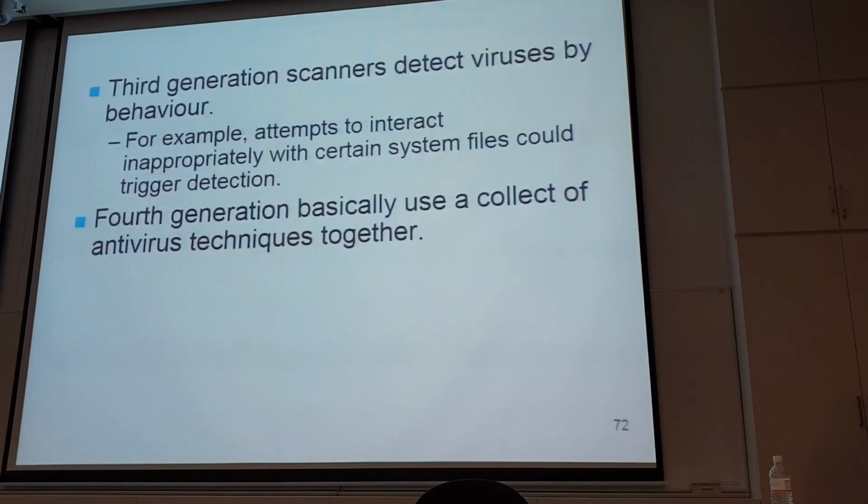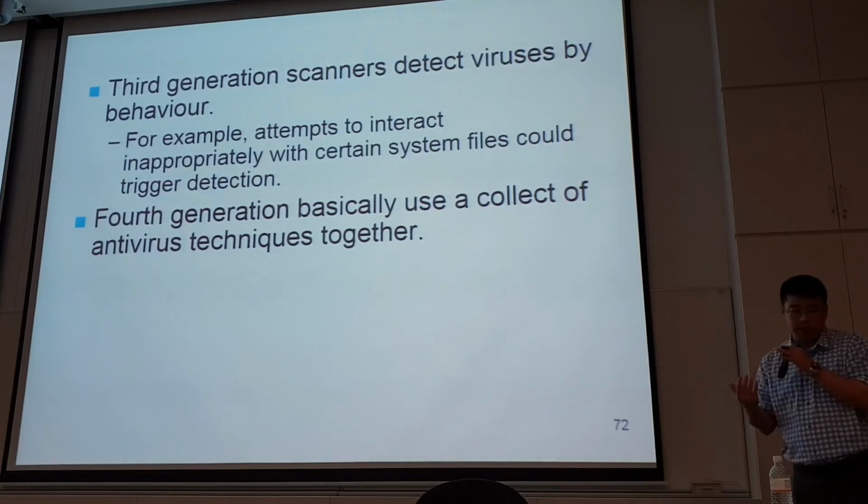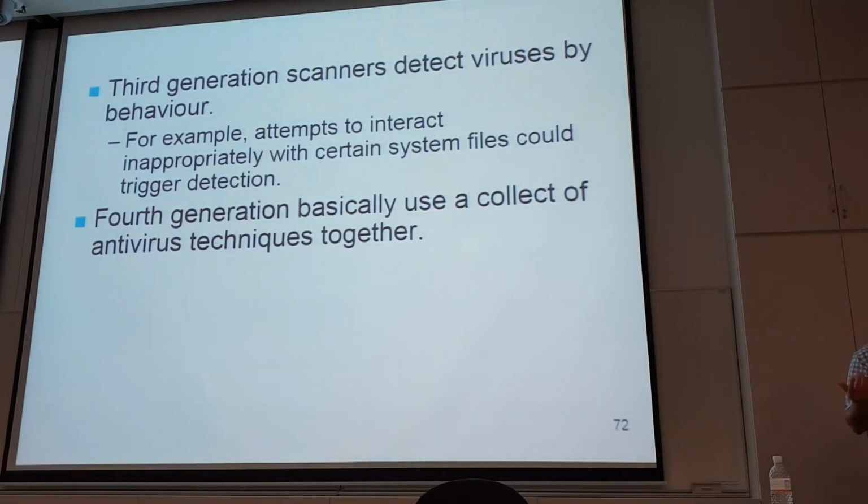Right, so the third generation will detect the behavior, because if we only look at the pattern or the signature, or even only at whether there is compression or decryption, it does not work, because viruses will try to use different methods to bypass this kind of detection. So the third generation looks at the behavior of the malware or virus. The fourth generation then combines different techniques.